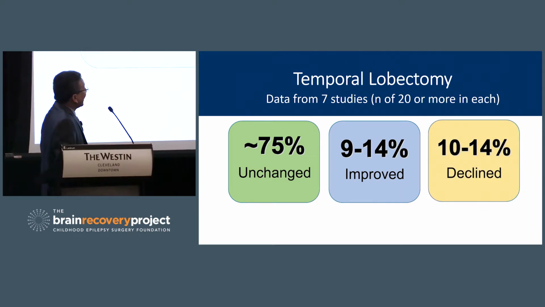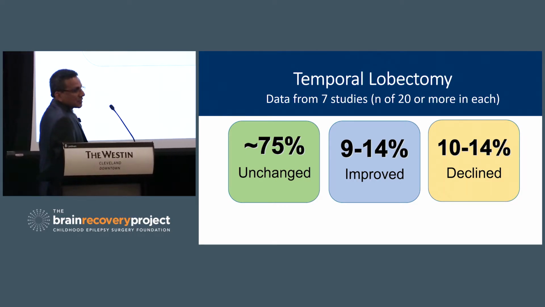10 to 14% had declined. These scores are similar to what you see in hemispherectomy.